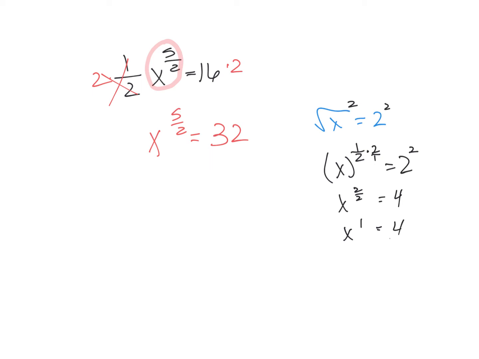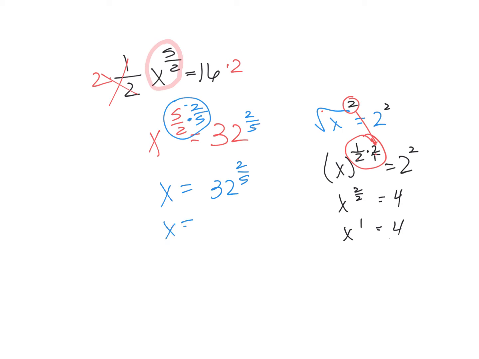And so that equals 4. So I can multiply by the inverse, right? This is what we did over here. Look at this. The radical is 1/2, so I multiplied by 2. That's where that 2 came from. So I can multiply by the reciprocal of 5/2, and I can put that over here as 2/5. This cancels out because this becomes 1, right? So we get x equals 32 to the 2/5.